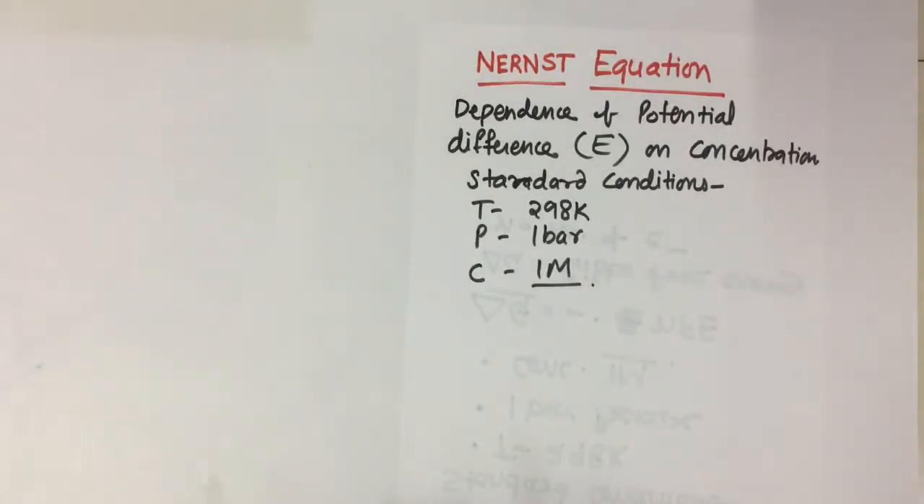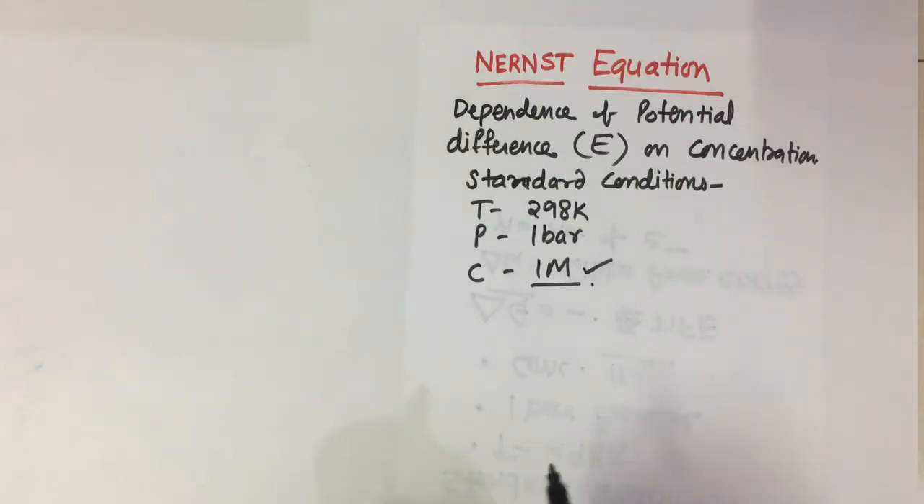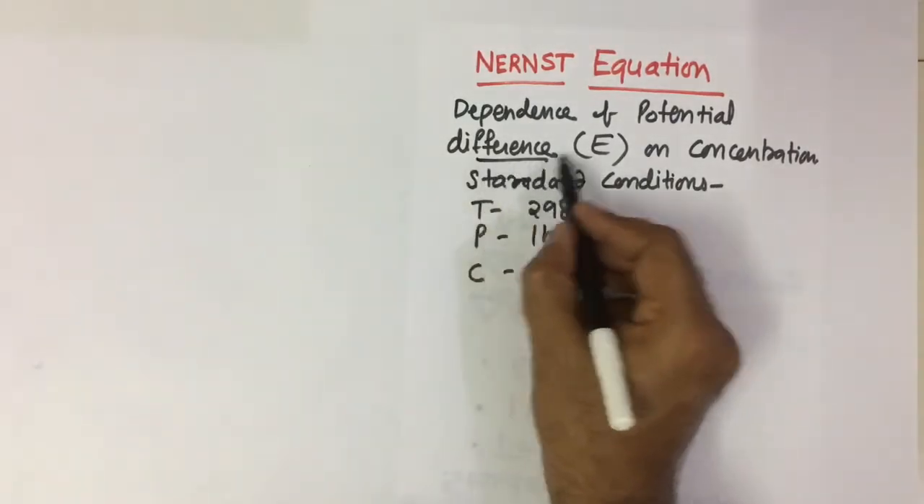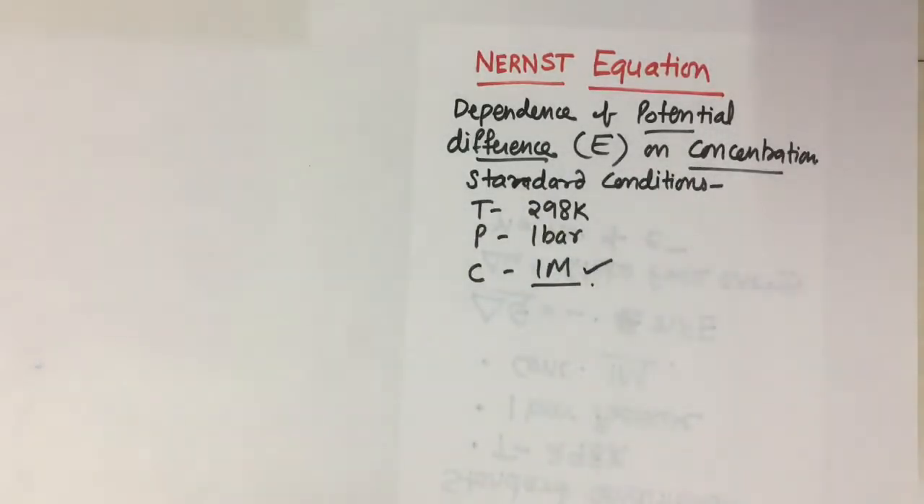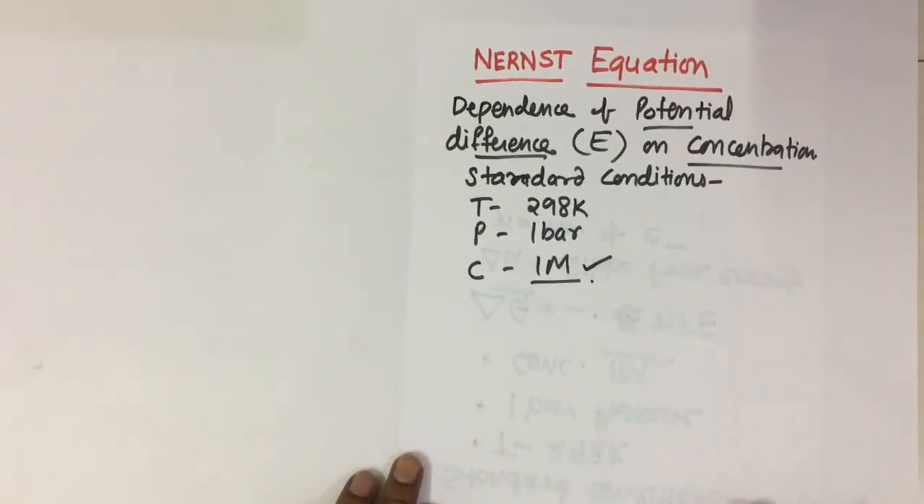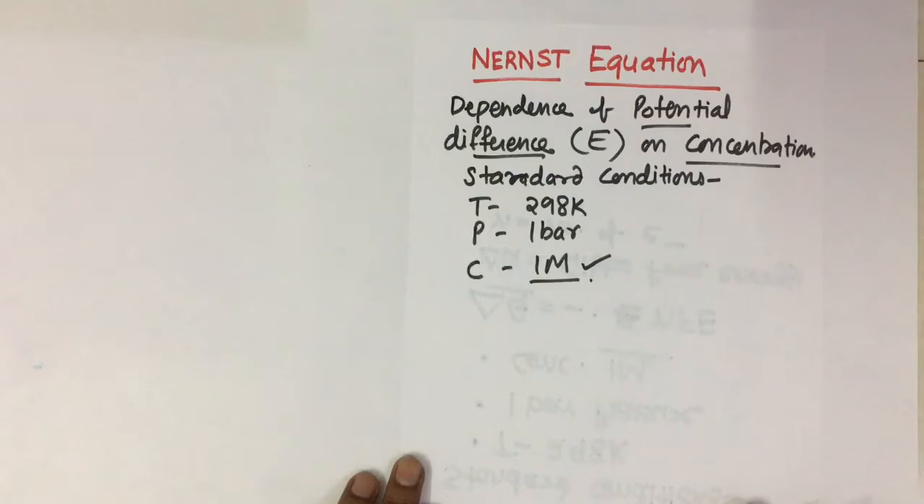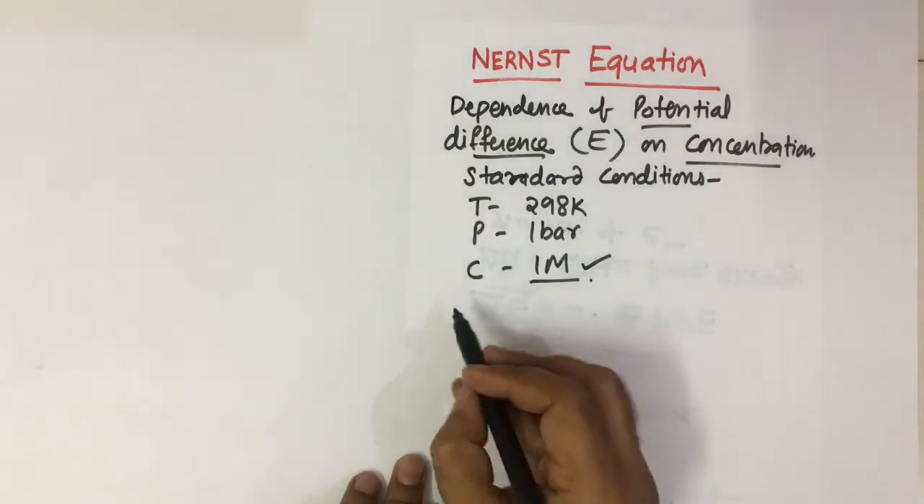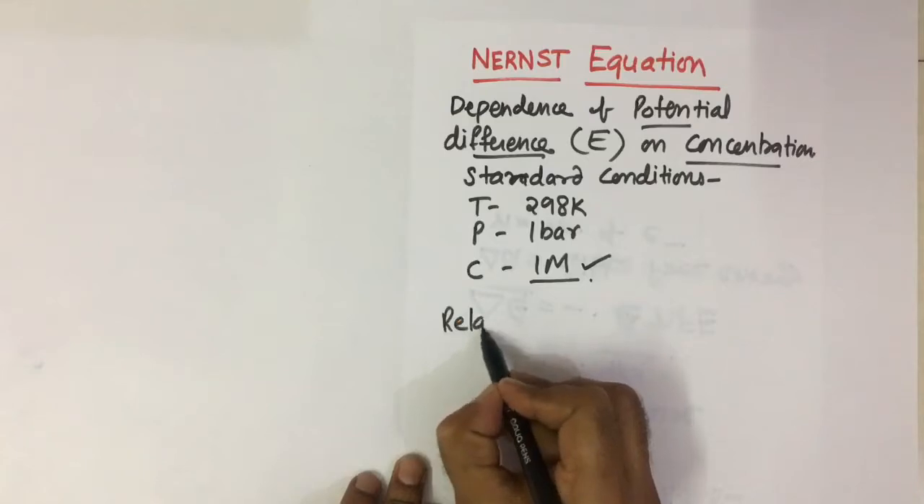However, in actual practice, electrochemical cells do not always have fixed concentration. They do not always have the concentration of 1 mole per liter. Their concentration changes, so their potential difference also changes. So this equation gives the dependence of the potential difference on the concentration of the electrolyte. We will derive this equation starting from the relation which relates Gibbs energy and cell potential.